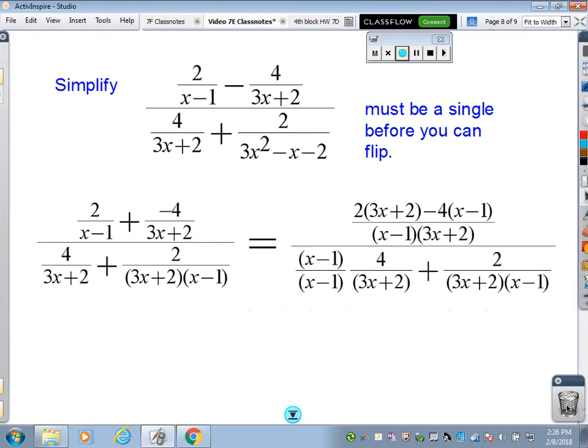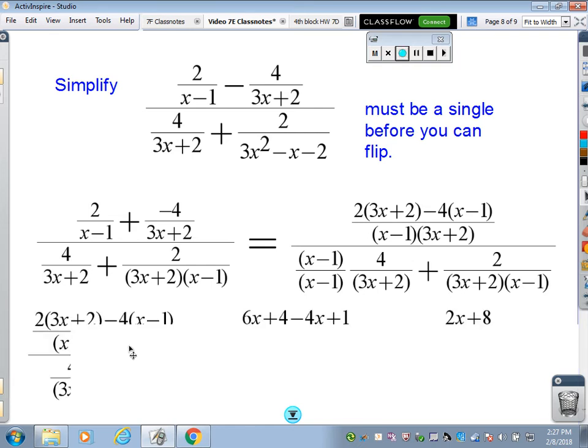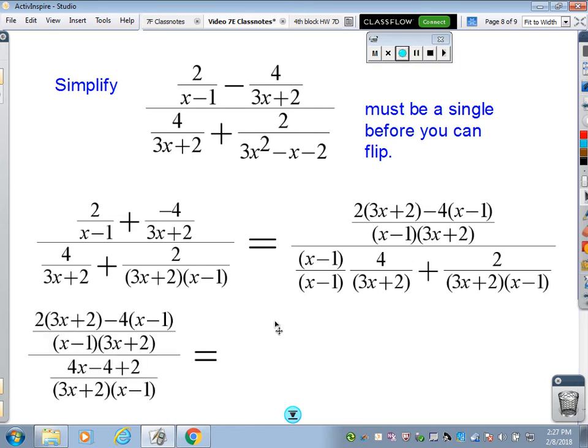So that's what I did here. I crossed 2 times (3x plus 2), crossed again, negative 4 times (x minus 1), and then multiplied the bottom, (x minus 1)(3x plus 2), and included my needed factor down here of x minus 1. So now that these have a common denominator, I can make this a single fraction. And that's what I did here. I distributed my 4, and got 4x minus 4 plus 2.